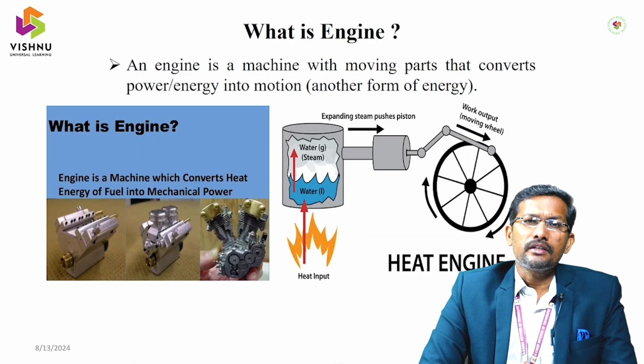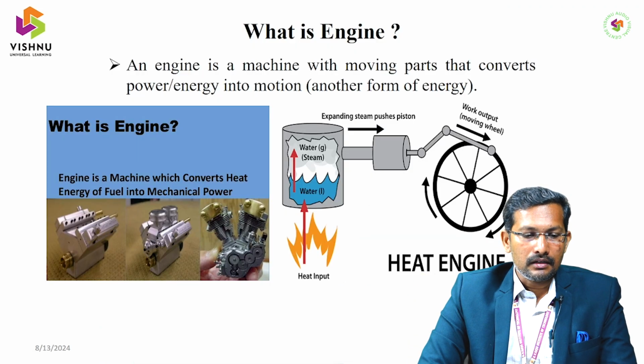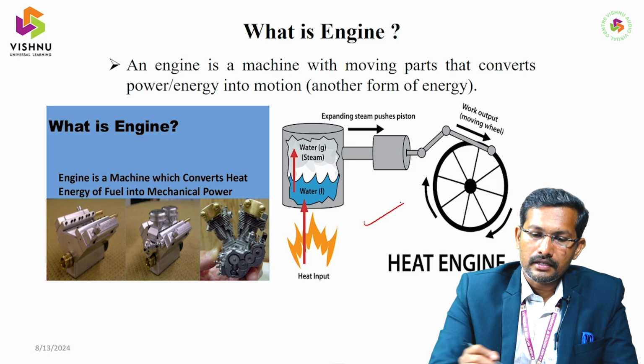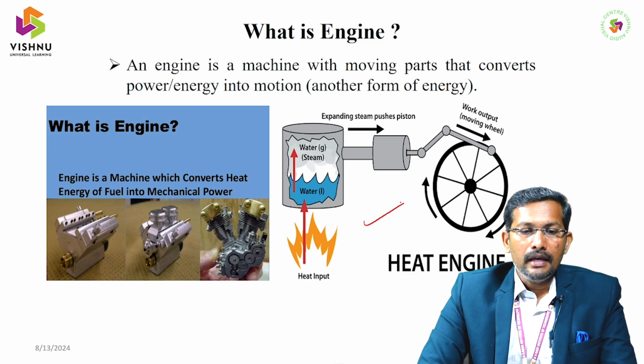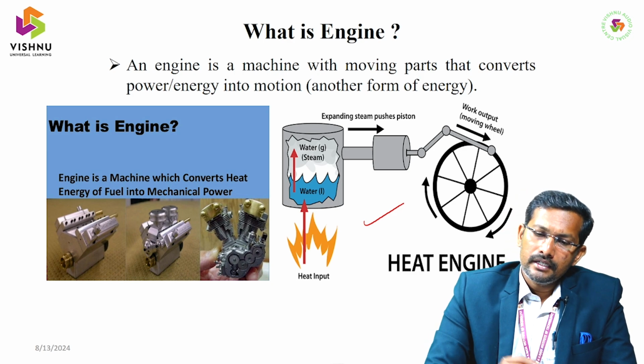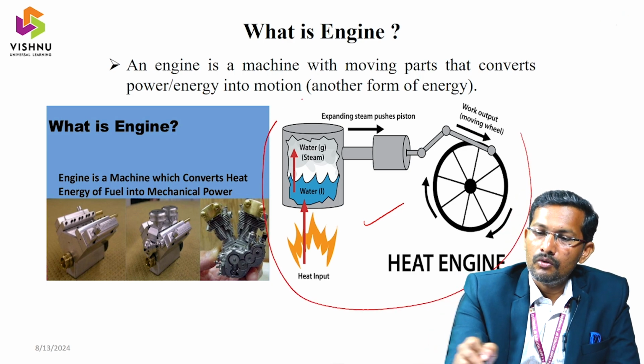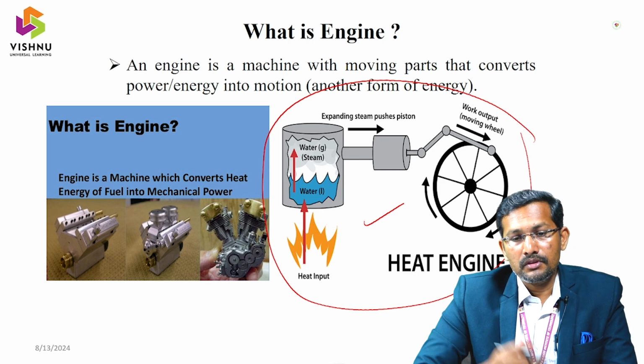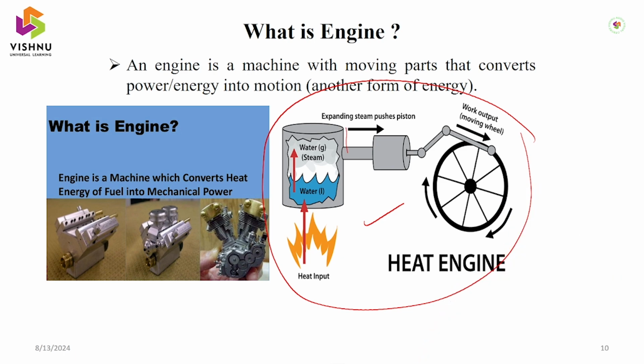Next, what is a heat engine? That's what we have seen earlier. Here you can clearly understand how this heat engine works. An engine is a machine with moving parts that converts power and energy into motion, another form of energy. Here we can simply understand how we generate movement with normal components. Take a container filled with water. This is the external combustion engine. Somewhere you generate the combustion, and with the combustion heat you convert water into steam.